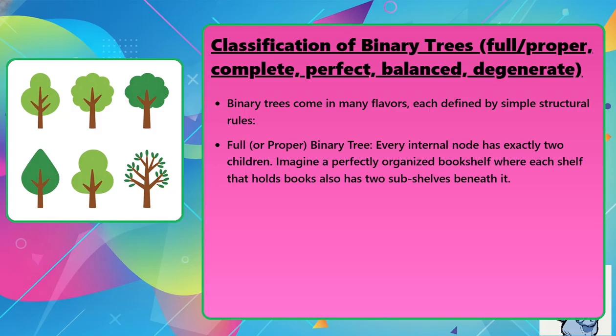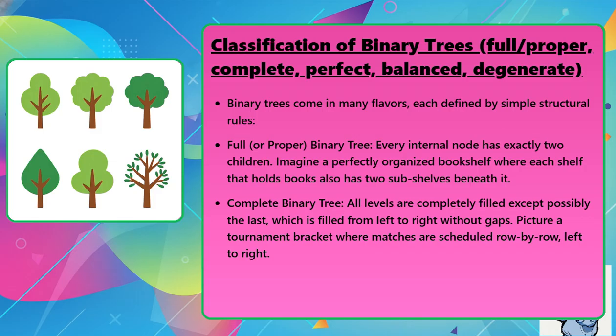Full binary tree, also called proper binary tree: every internal node has exactly 2 children. Imagine a perfectly organized bookshelf where each shelf that holds books also has 2 subshelves beneath it. Complete binary tree: all levels are completely filled except possibly the last, which is filled from left to right without gaps. Picture a tournament bracket where matches are scheduled row by row, left to right.